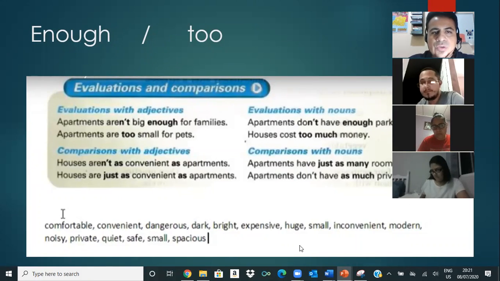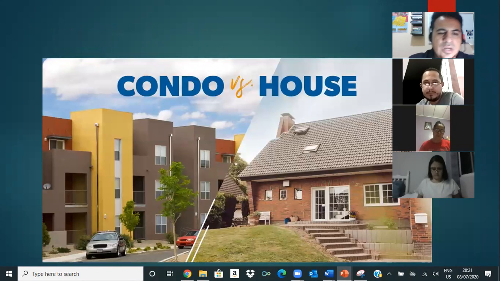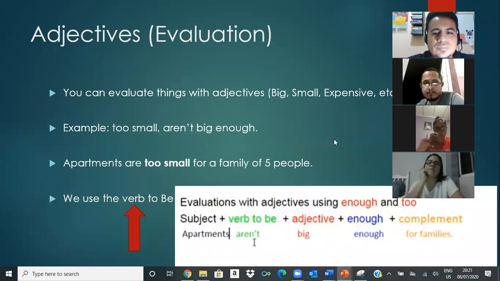Okay, very good. So basically, for this exercise, for number one, I'm going to use adjectives. So, enfoquémonos en adjectives. Condo and houses, or apartments and houses. I don't know. Dicen que hay una diferencia entre apartments y condos. I don't really understand the difference. But let's compare apartments and houses. So, ¿cuál es la estructura? Si pueden ver, antes de leer el ejemplo, vean acá.